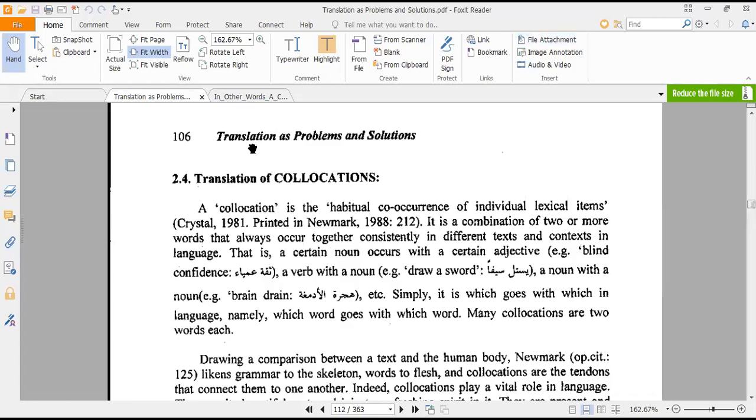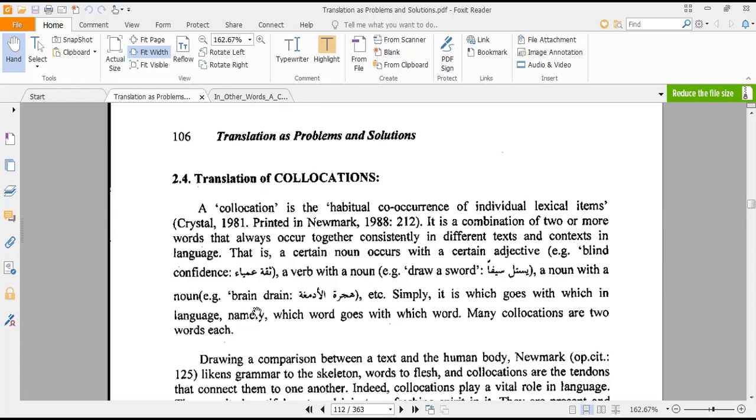Today we are going to talk about translation of collocations. But before talking about translation of collocations, we need to understand what is meant by a collocation. Actually, collocations usually are habitual co-occurrence of individual lexical items. That means two or more words or two or more lexical items come together and give a comprehensible meaning.